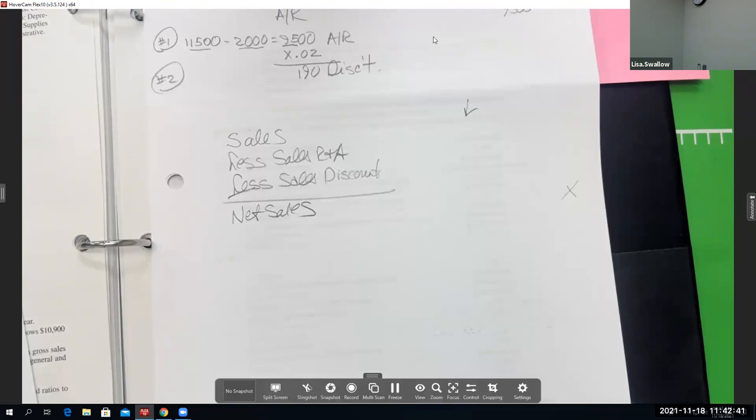We didn't use the sales account, there's three accounts here. Each one's a separate account in your part of the account. We use sales one, we use sales RNA one, and we use sales discount one. Right? And then take it down to gross profit. Once you get to net sales, you got to subtract COGS and get to gross profit. So finish your model off.